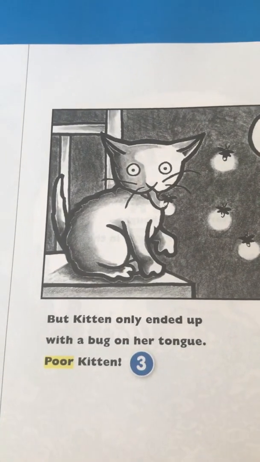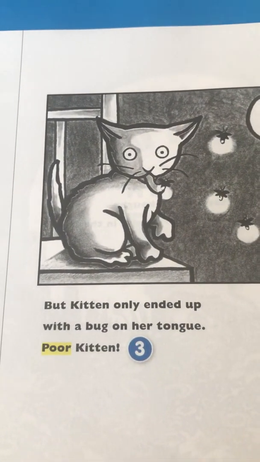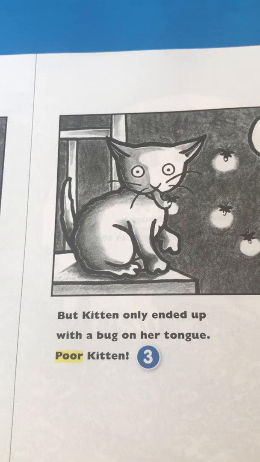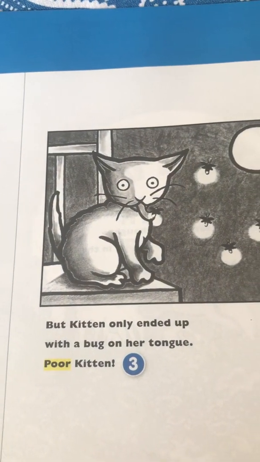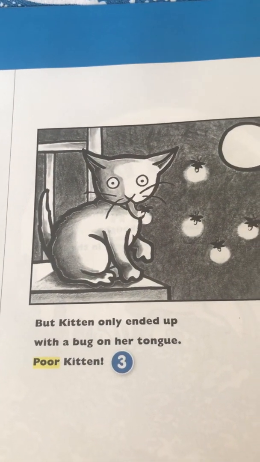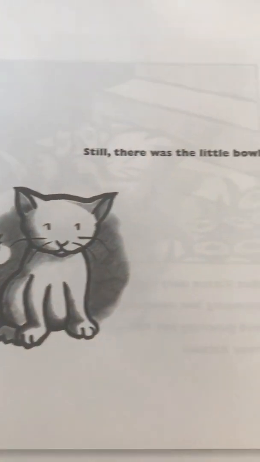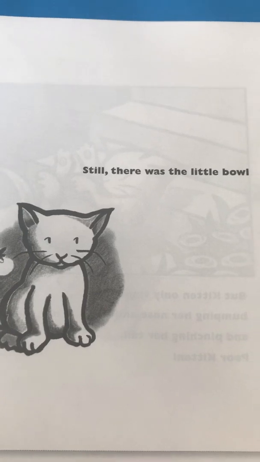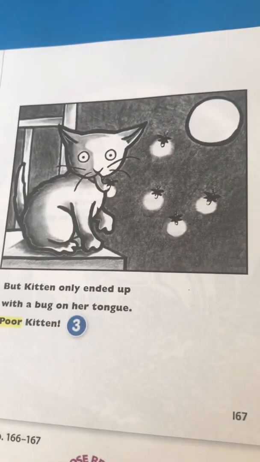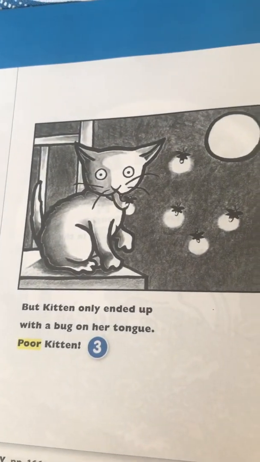But Kitten only ended up with a bug on her tongue. Poor kitten. Did that work? Trying to lick in the air? No. Still, there was the little bowl of milk just waiting, okay? So she licked her lips. You guys saw that she was looking up at the stars and the moon, and she ended up getting a bug in her mouth, right?